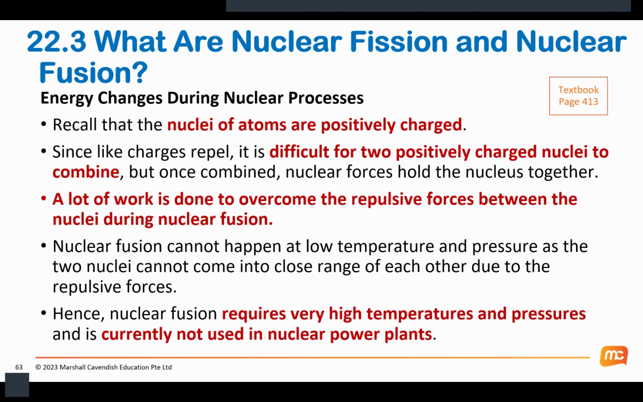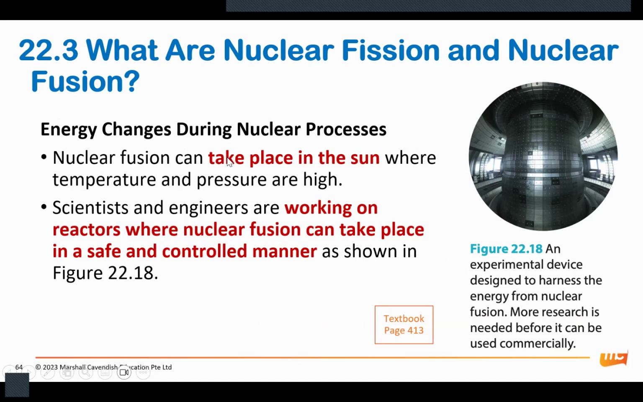But scientists are actually working on it, which I'll talk about later. So where does nuclear fusion happen? It takes place in the sun, because in the sun the temperature is super high and the pressure is super high, and it's just continuously burning, because for both nuclear fusion and fission, the process is self-sustaining. It will just go on and on, and that's why the sun keeps burning and keeps giving out heat non-stop.